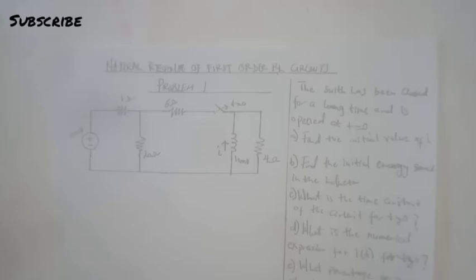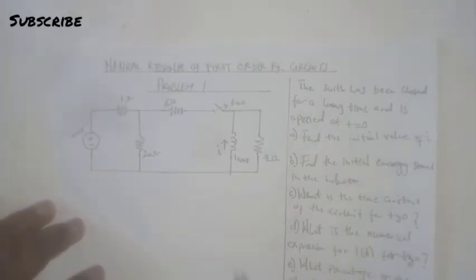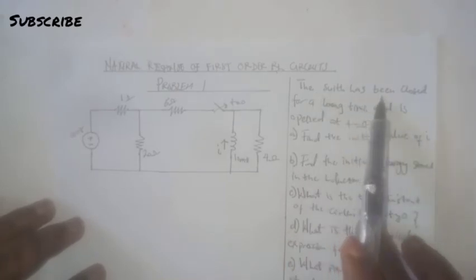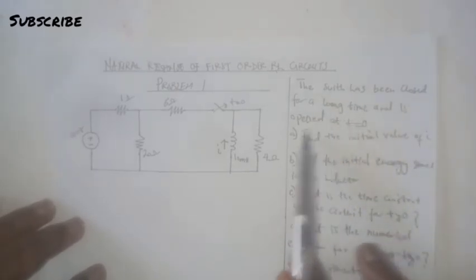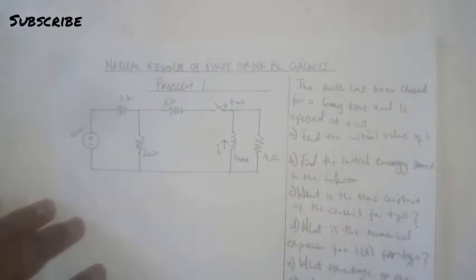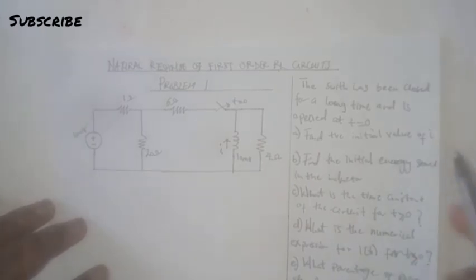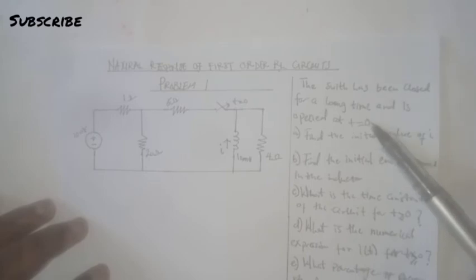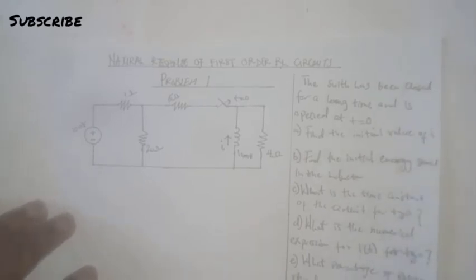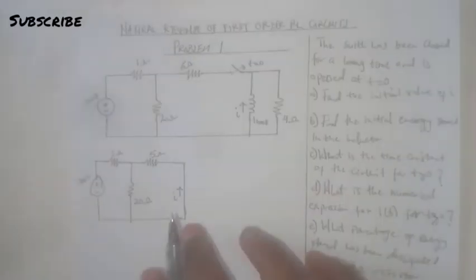This is our first problem on the natural response of first order RL circuits, and we are required to find the initial value of I, given that the switch has been closed for a long time and is opened at time t equals 0. In order to find the initial value of I, we have to consider the circuit before time t equals 0, and the circuit will look something like this.